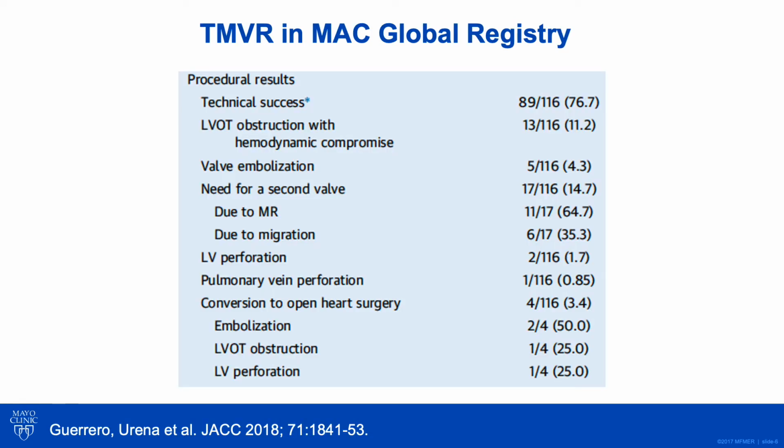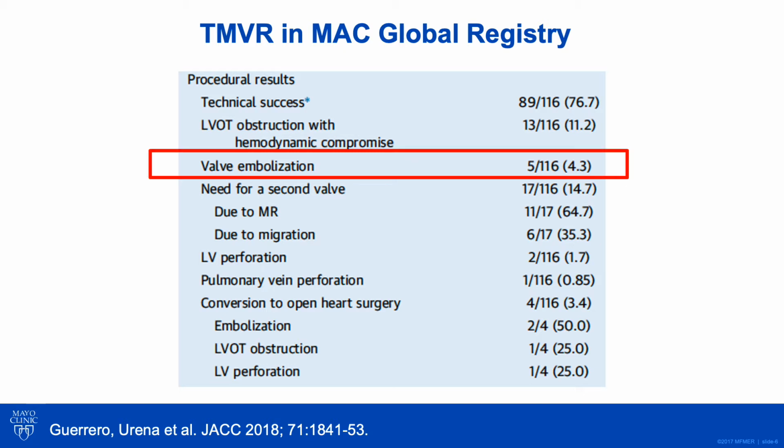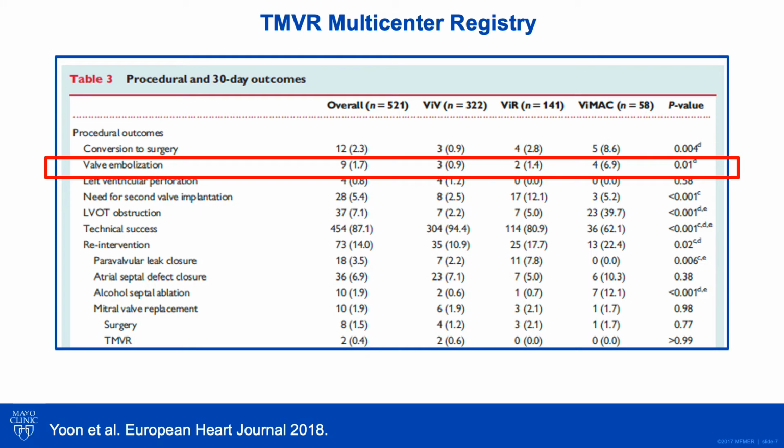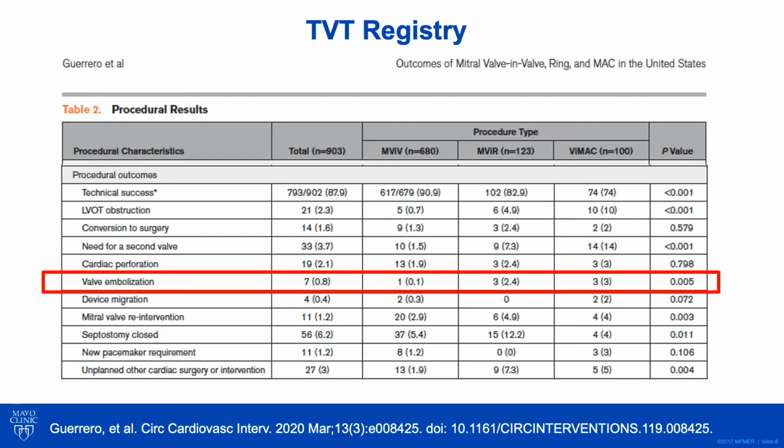As you know, the TMVR in MAC Global Registry collected the early experience of these procedures, and we found that embolization occurred in about 4.3% of those patients, so 5 out of 116, and those accounted for half of the cases that needed conversion to open heart surgery. The TMVR Multicenter Registry from the group at Cedars-Sinai found an embolization rate of 6.9% for valve-in-MAC, which was much higher than that seen for valve-in-ring and for valve-in-valve.